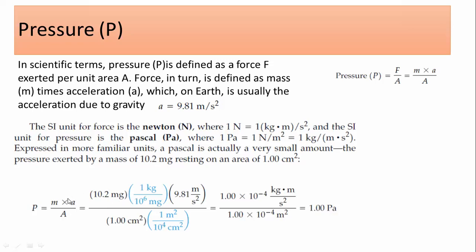Now the acceleration is 9.81 meter per second square. So you are done with this conversion. Now, what is the area? Area is 1 centimeter square. So for 1 centimeter square, again, you have to put the conversion factor over here. You may take 2 times or 1 time.